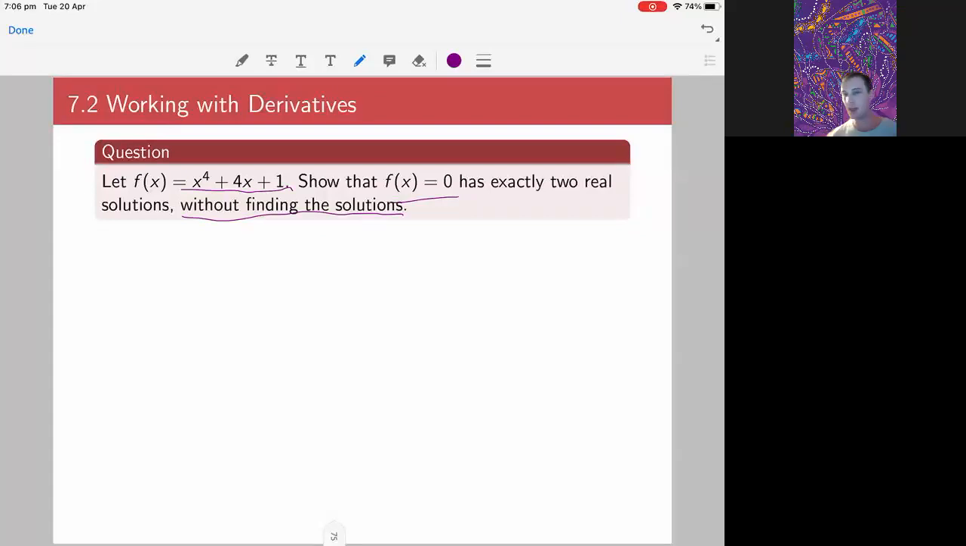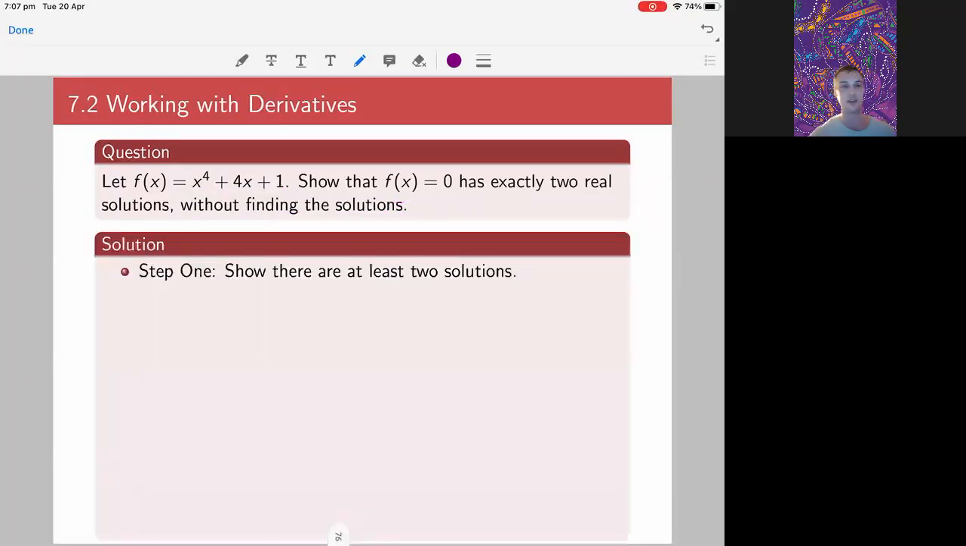Now, this is a fairly involved computation. It involves essentially 2 distinct parts with different techniques. And so that's how I'm going to try and format my solution to this. As I said, there are 2 parts, so there are going to be 2 steps. We're trying to show that there are exactly 2 real solutions. So that means that there are at least 2 real solutions. And this is what the first step asks us to show.